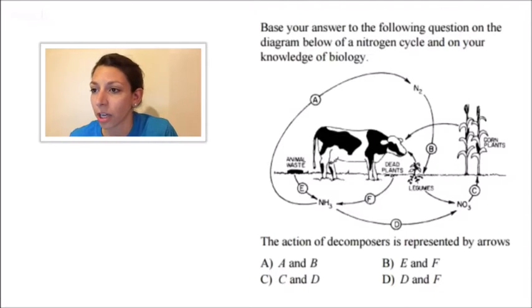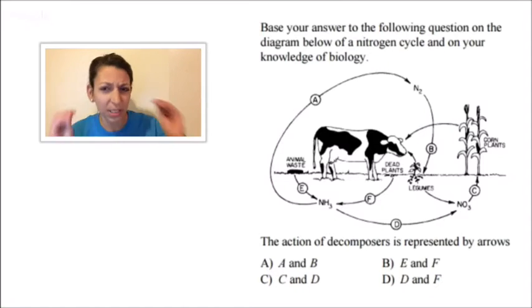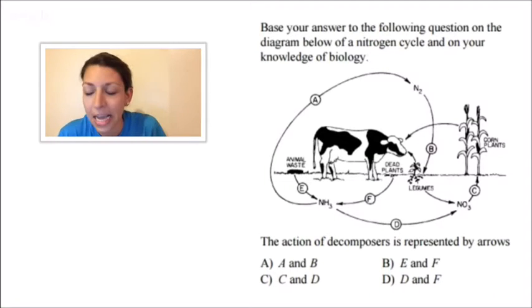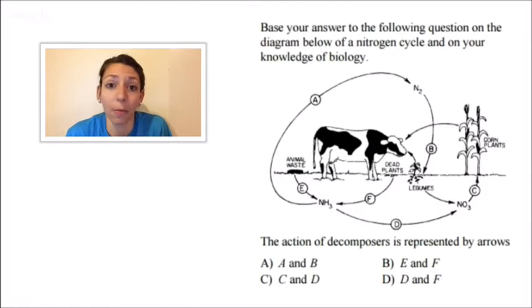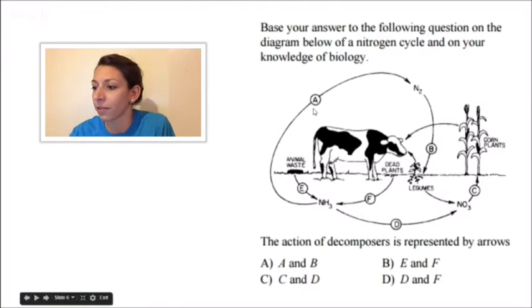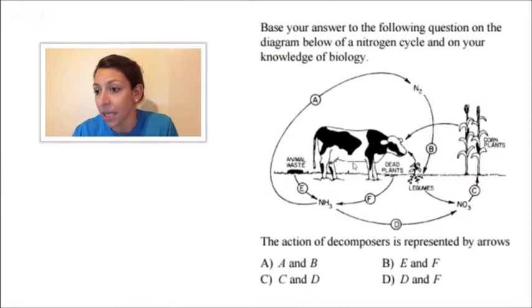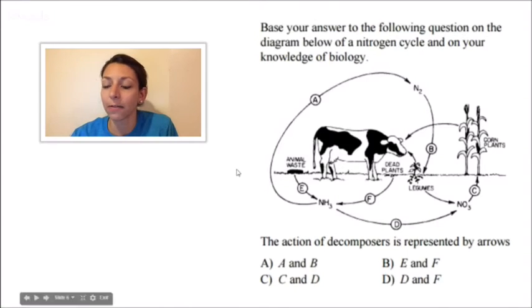All right, so this one is a little tricky. It's about the nitrogen cycle, which we didn't go into depth about. We did our cycles for like one day, but let's see if we can figure out the answer without memorizing the nitrogen cycle. So it says, base your answer to the following question on the diagram below of a nitrogen cycle and on your knowledge of biology. So you can just, with your general knowledge, try to figure this out. So we have here our different organisms that are taking nitrogen and converting it into different forms. We have our question here that asks, the action of decomposers is represented by the arrows. So it's asking for which arrow is going to be representing our decomposers.